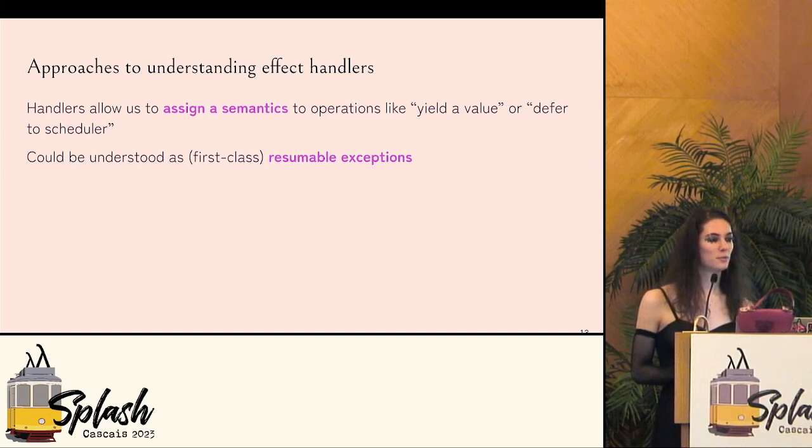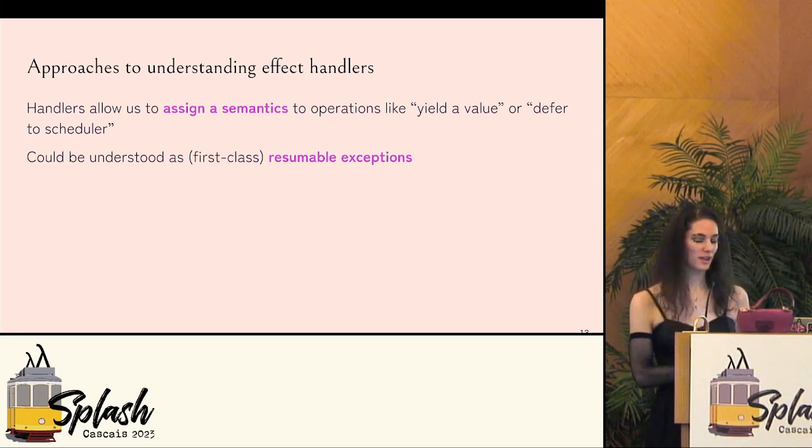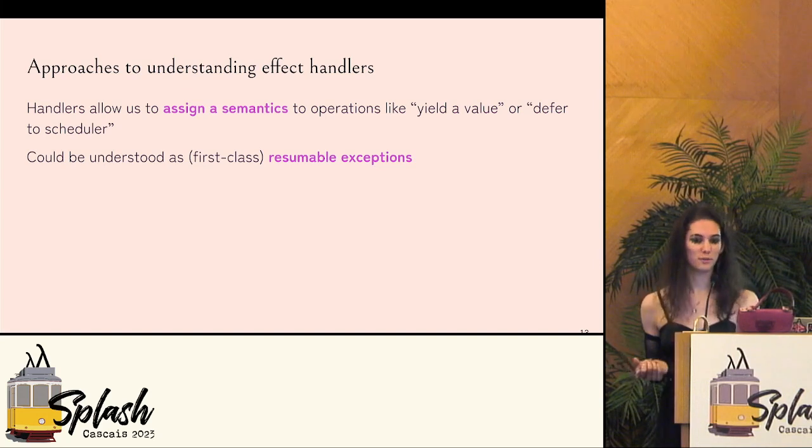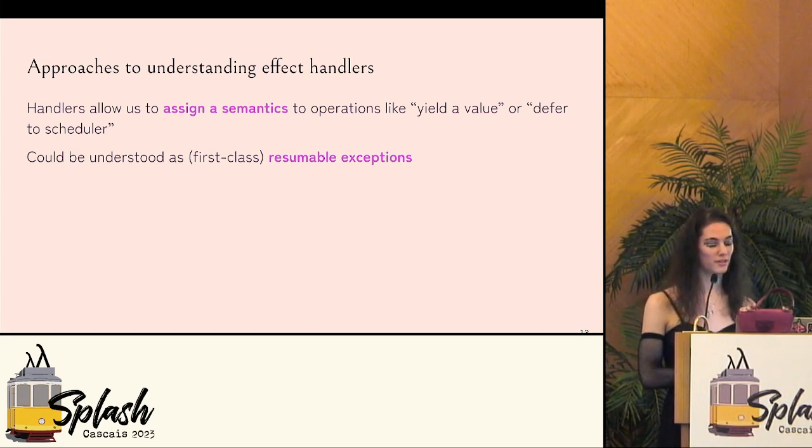And I will bring up two ways of understanding this, because I haven't actually explained it semantically yet today. One is that handlers can allow us to dynamically assign a semantics to operations. Like we might have an operation to yield a value for a generator, or an operation to defer to the scheduler for lightweight threads. And so we can dynamically assign a semantics to those as a library.